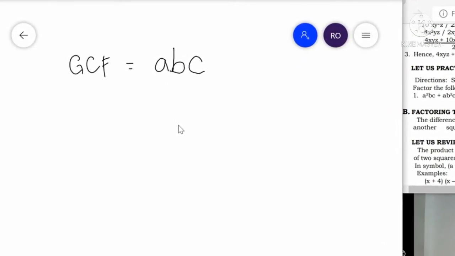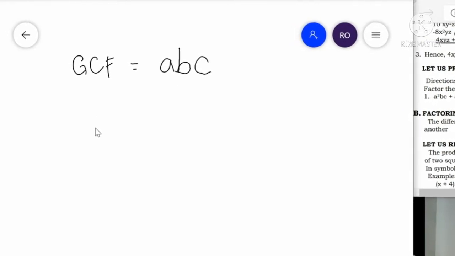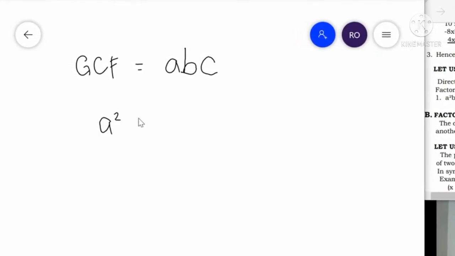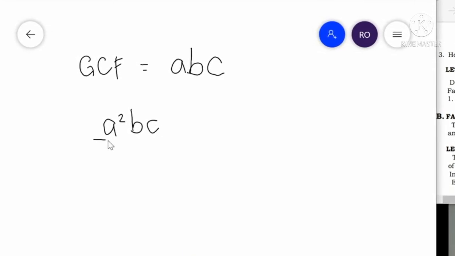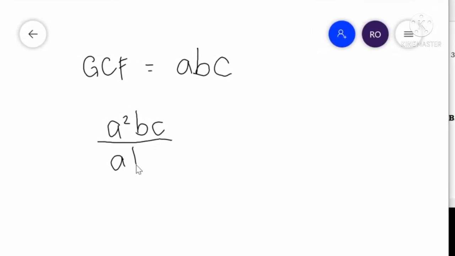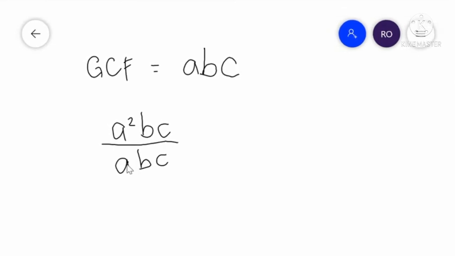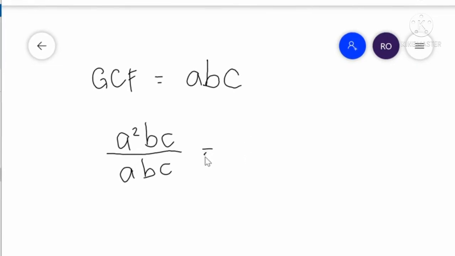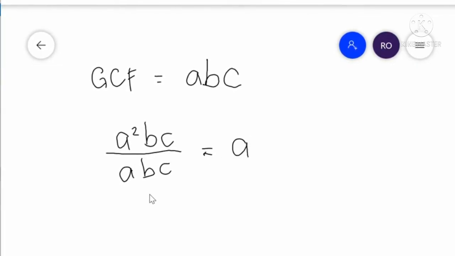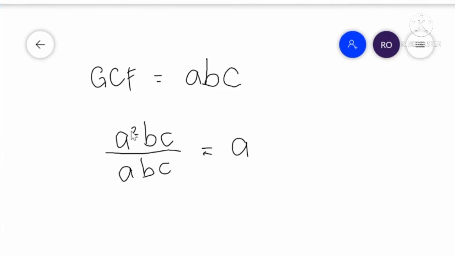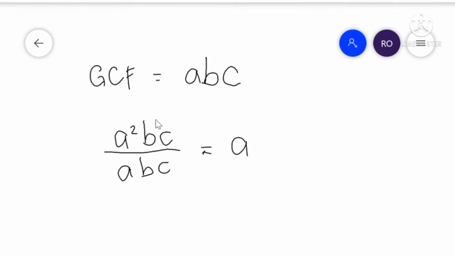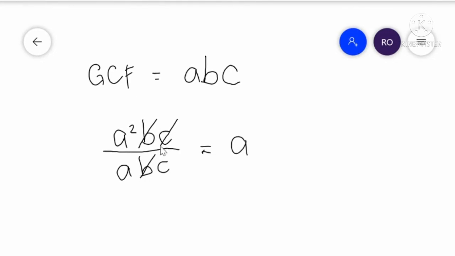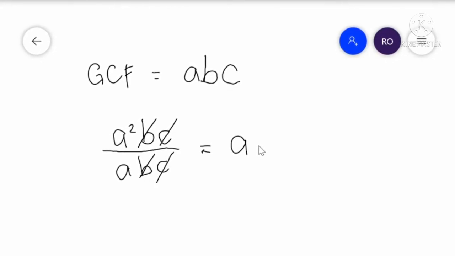Then, second step, divide. Copy first the first term, which is A squared B C divided by the GCF A, B, and C. A squared divided by A, subtract the exponent. So the answer is A. Bakit? We subtract the exponent. 2 minus 1. So may matitira pang isang A. In terms of B, we can cancel this out. Dahil 1 minus 1 is 0. Ganun din ang C. So the answer here is A.